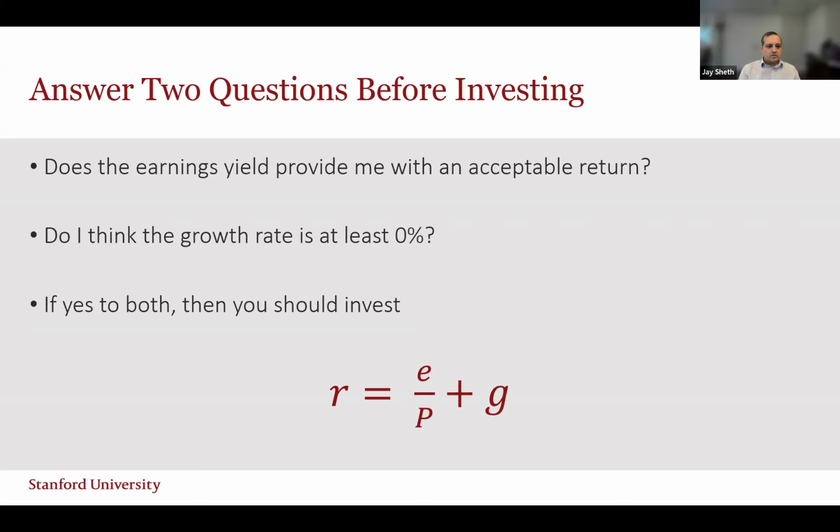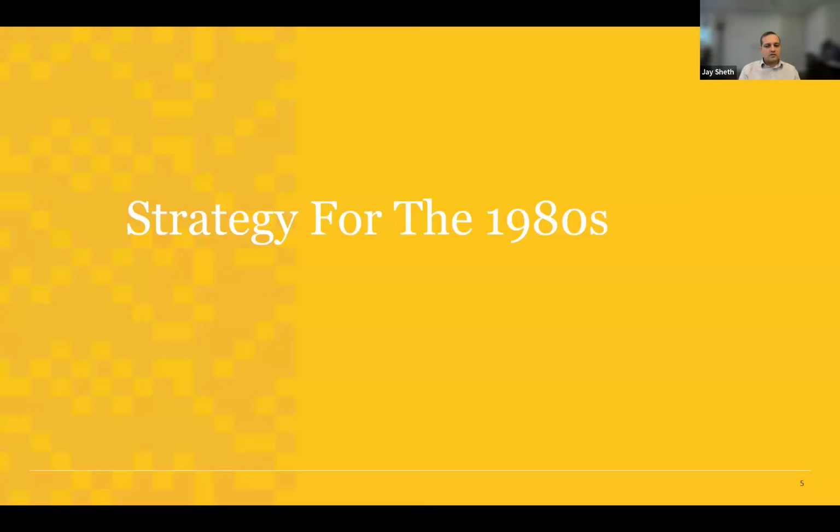Again, this is just the Gordon growth. As a reminder, this is the Gordon growth equation: R, the expected return, is equal to E over P, the earnings yield, plus G, the perpetual growth rate. Hopefully that's a little bit clearer. In next week's class, I saw a request to walk through an example, so I'll maybe use a real example. Let's quickly move to Coca-Cola.